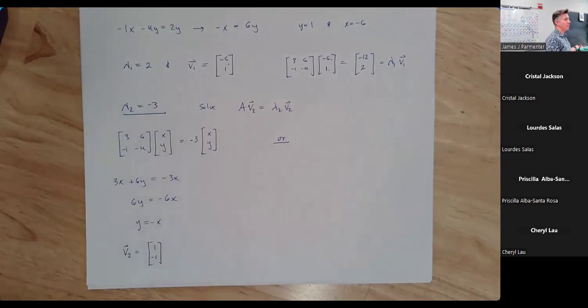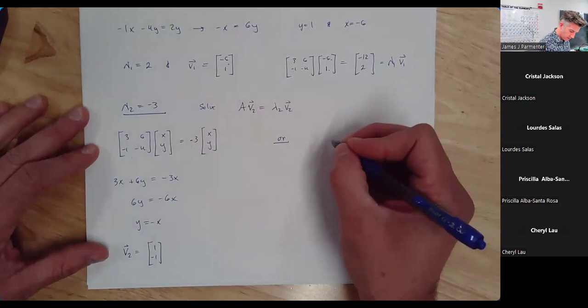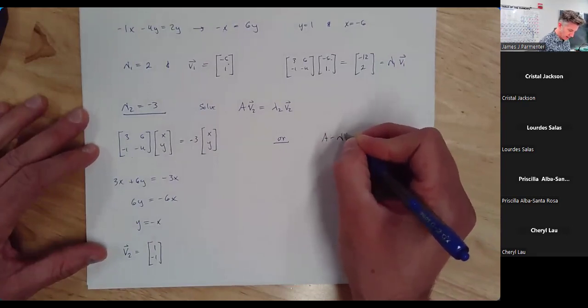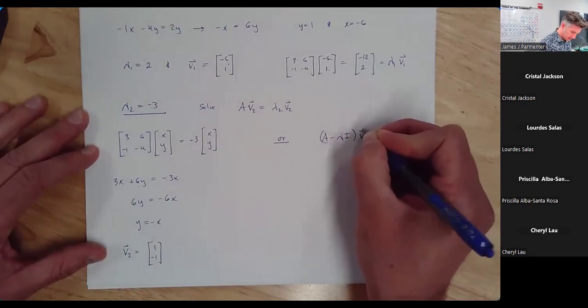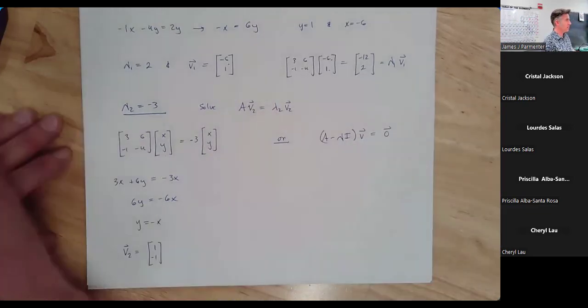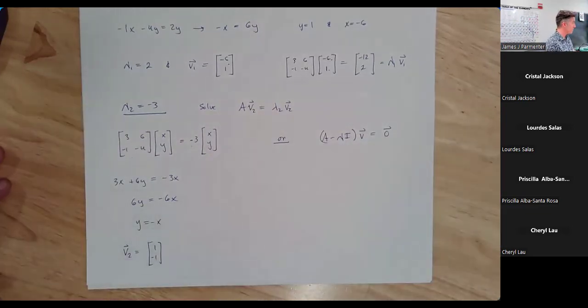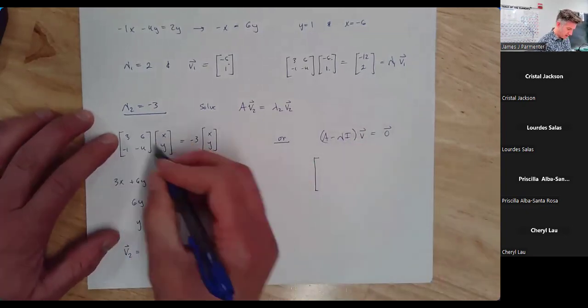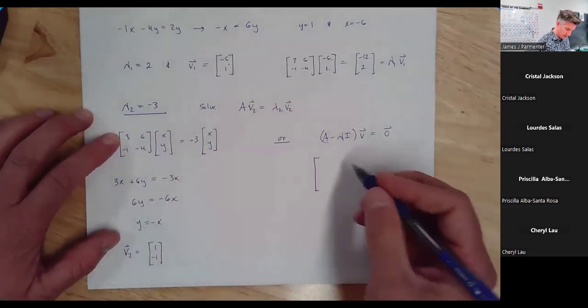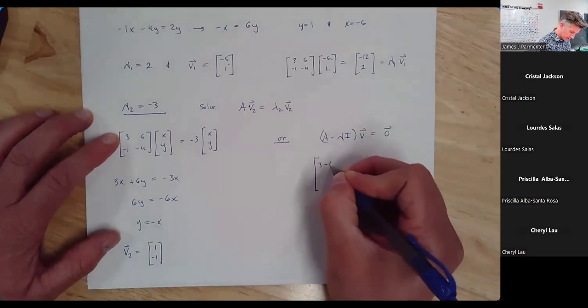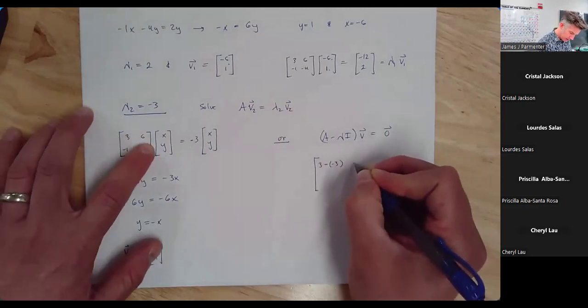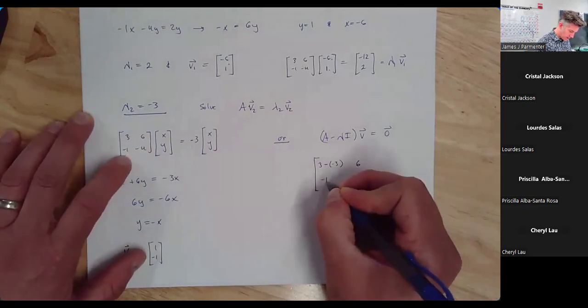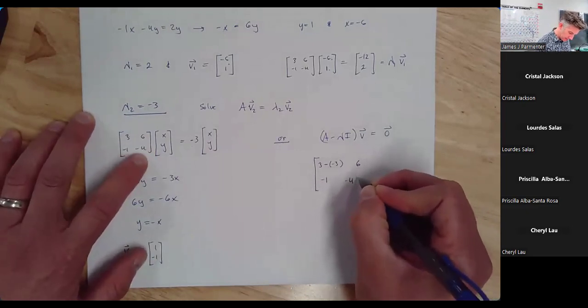But you could also solve it by saying, I want to try to solve A minus lambda I times the eigenvector should equal the zero vector, because that's another intermediate equation that we saw in this process. If you do it this way, it'll also work out the same. Let me show you. Here we would have 3 minus, the eigenvalue is -3, so it's going to be 3 minus -3, and then 6, and then -1, and then -4 minus -3.